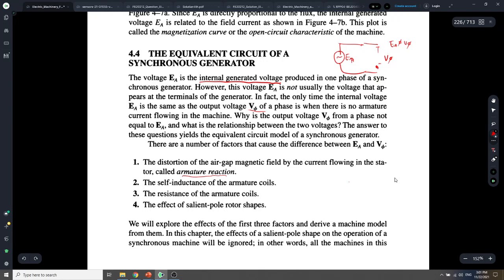Dekat ni stator, ni rotor. Okay, rotor, and then ada stator. So dia ada air gap lah.